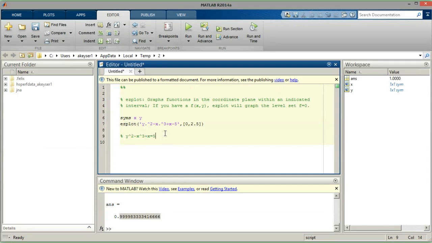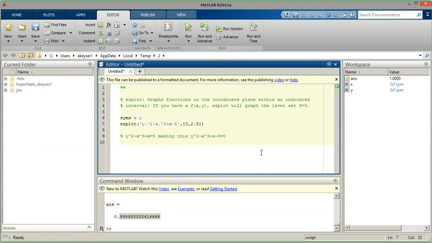So what you're doing is making this into y squared minus x cubed plus x minus 5 equals 0, because the EasyPlot command will only do this for a level set equal to 0. So you have to write it in this fashion, okay? And that's exactly what we did here. So if we look at this one, it'll look like this. Let me run this section.